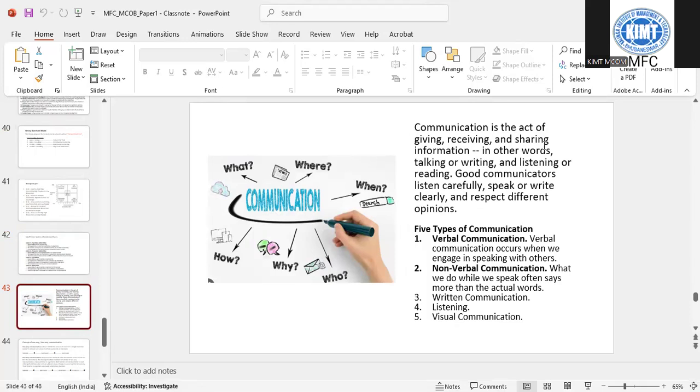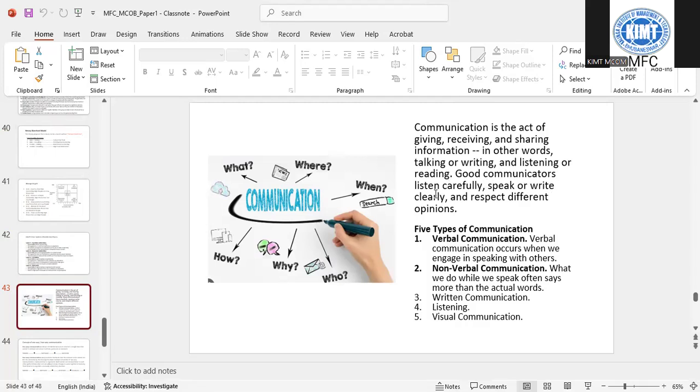Communication. Communication is the act of giving, receiving, and sharing information. In other words, talking or writing, and listening or reading. That means all these are communication skills.